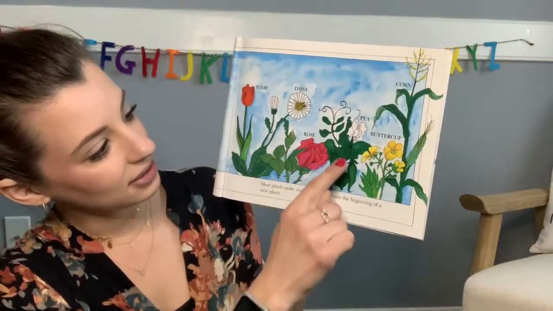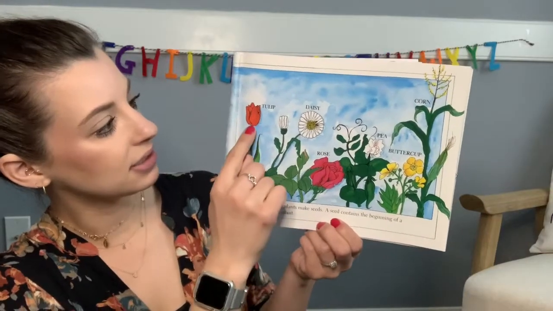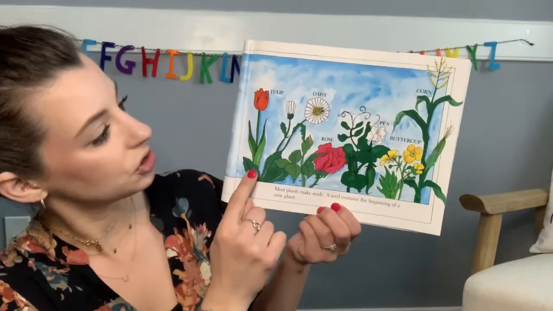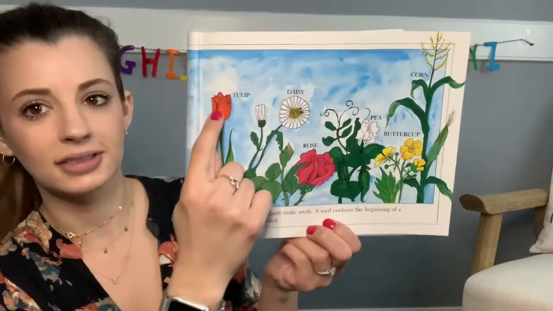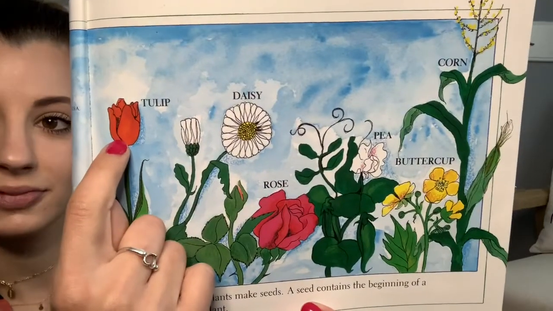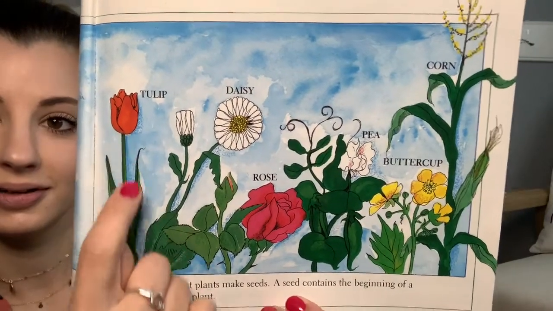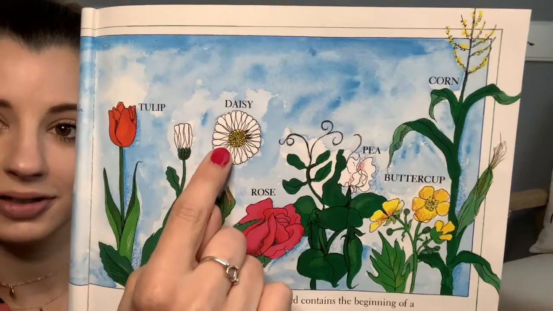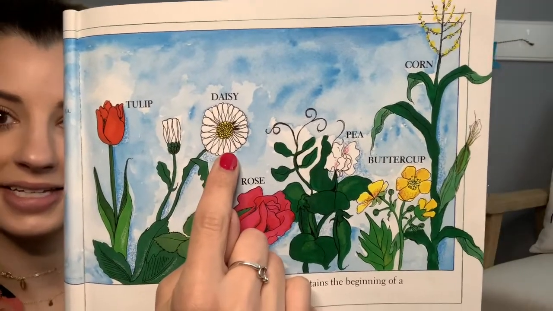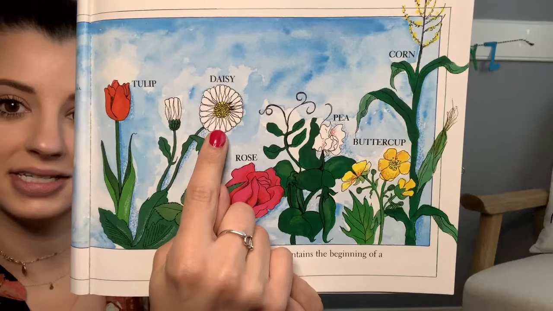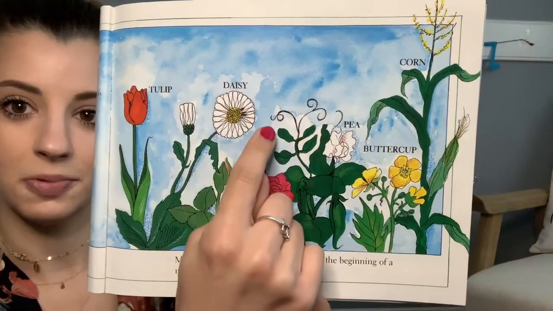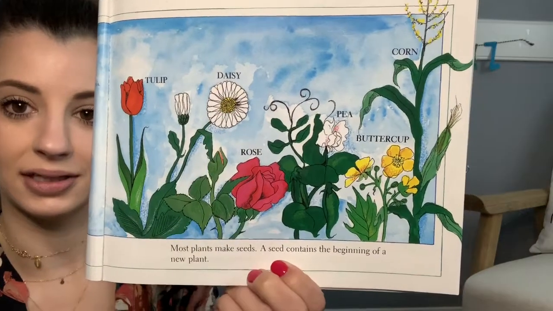And here I see a lot of different plants. This is a flower called a tulip. What color is the tulip? Looks maybe orange or red. I see another flower. This one's called a daisy. What color is the daisy? I see white, and then the middle has some yellow.